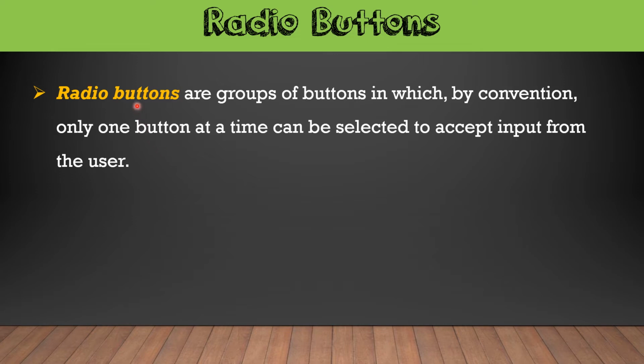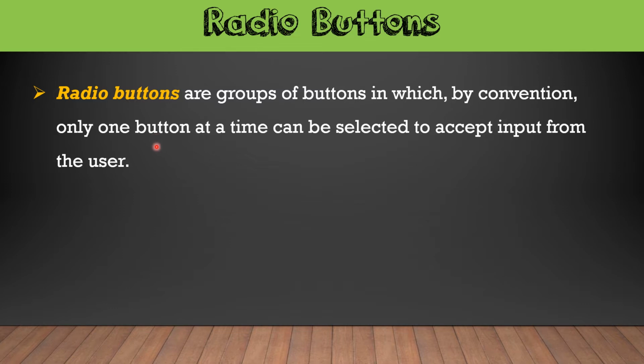So what are radio buttons? Radio buttons are a group of buttons in which by convention only one button at a time can be selected to accept input from the user. Basically, radio buttons, as its name is suggesting, are buttons, means there is not only one button but there are many buttons. So we can use this option when there are many kinds of input for the user and user has to choose one of them. Because if we select any one radio button, then the other one gets deselected.